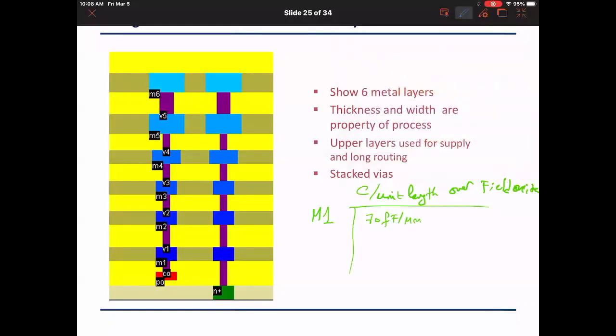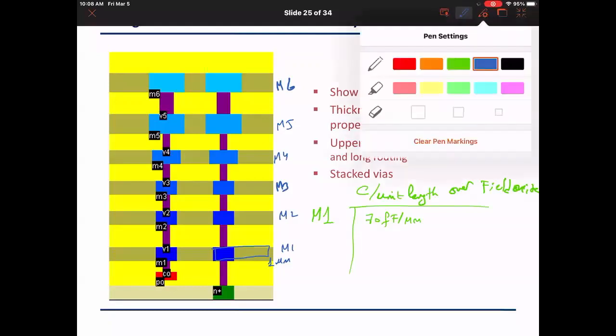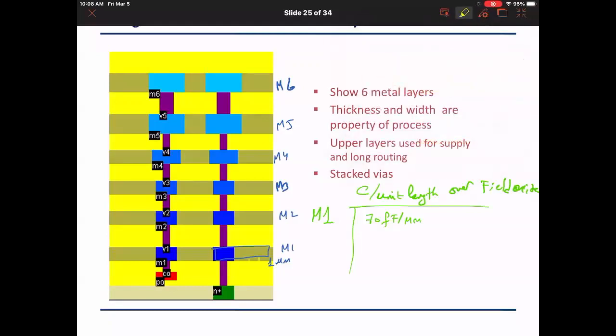It means that if I have a piece of metal 1 whose length is 1 micrometer, and it's running over field, what is the field? I have layers here: metal 1, metal 2, metal 3, 4, 5, and 6. And between metal 1 and the wafer, I have oxide, so I have insulator. So this is metal 1 and the capacitance with respect to the substrate, because the substrate is grounded. So it has some capacitance per unit length.